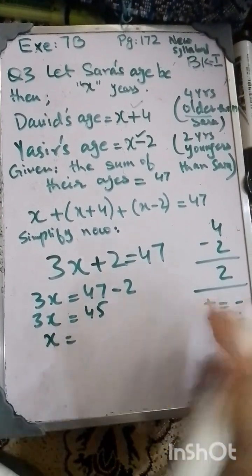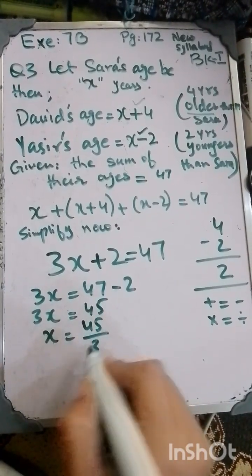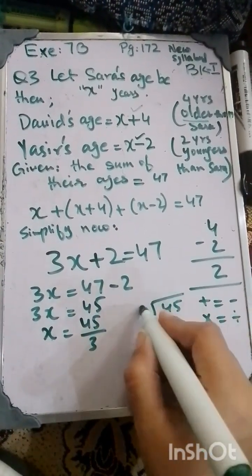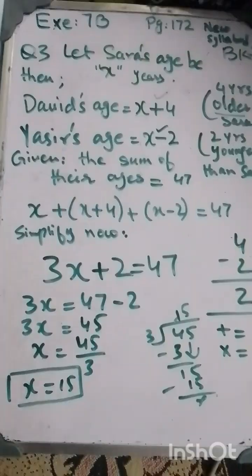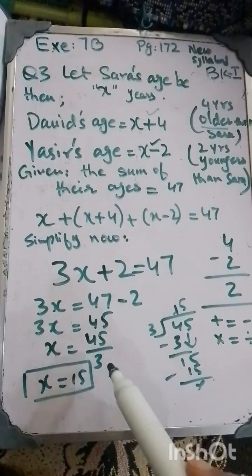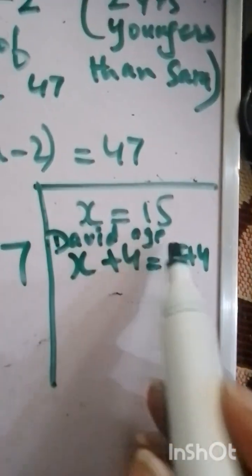It's an easy step and we should be more focused on it. So 45 divided by 3 it will be 15. So the first number we have obtained is 15. X equals 15, that was the age of Sarah, right?